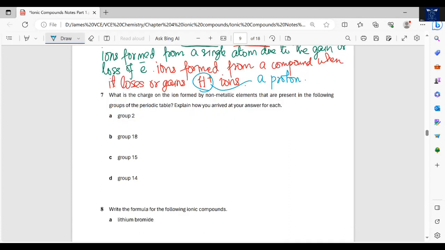What is the charge on the ion formed by the non-metallic elements present in the following groups of the periodic table? Explain how you arrive at it. Group 2 is not non-metallic elements, let me double check. So it's going to be 2 plus because you lose 2 electrons. This one, the charge is 0, it's stable. Group 15, you need to gain 3 electrons, so 3 minus.